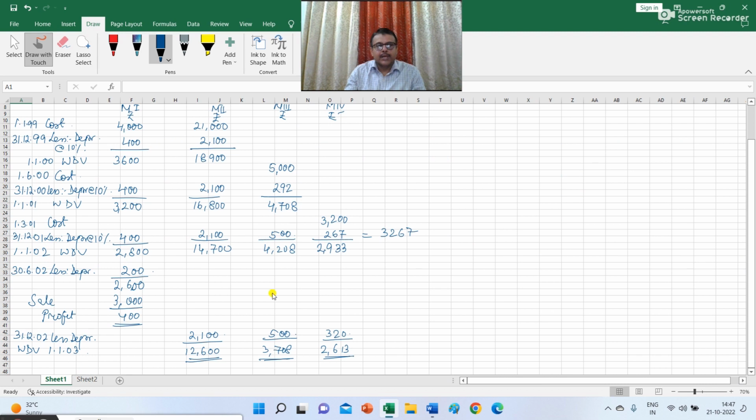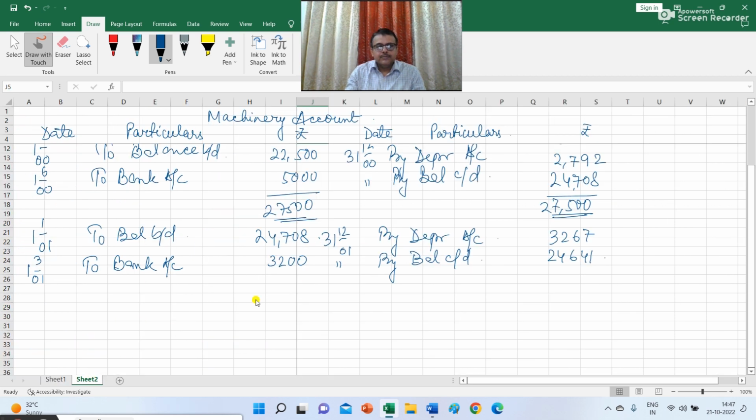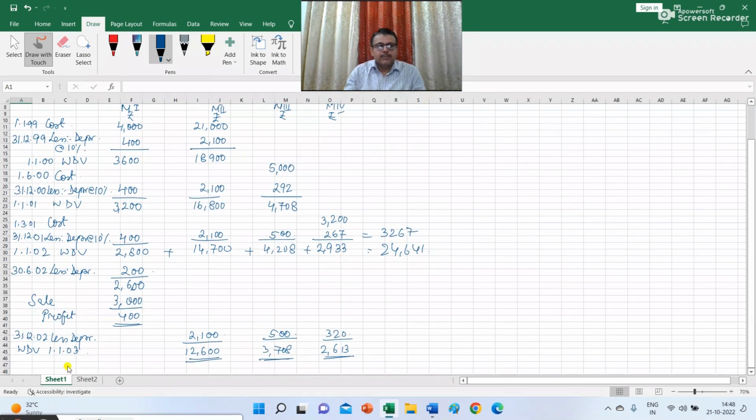And if you go to the working, the sum total of these four items, you will get 24,641. So total of debit and credit side is 27,908. Now written down value on 1st January 2002 is rupees 24,641. On 30th June 2002, you need to charge depreciation for rupees 200 because this M1 was sold out.